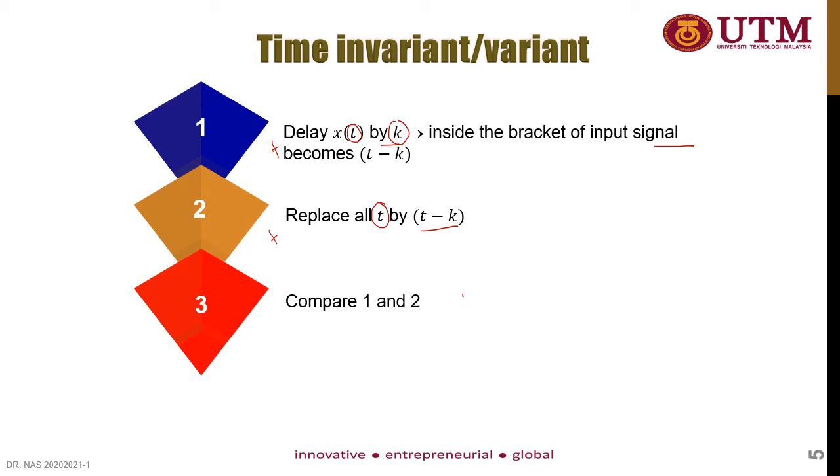If 1 equals 2, the system is time invariant. If 1 is not equivalent to 2, it is time variant.